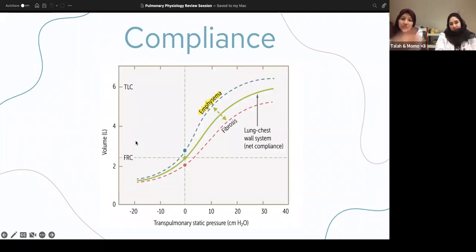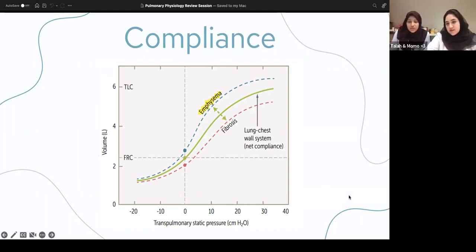Since all these questions were about compliance, just know that this graph represents that. In emphysema, it would increase. In fibrosis or restrictive lung diseases, it would decrease. So the slope would change with that. That's all. I hope that's clear.